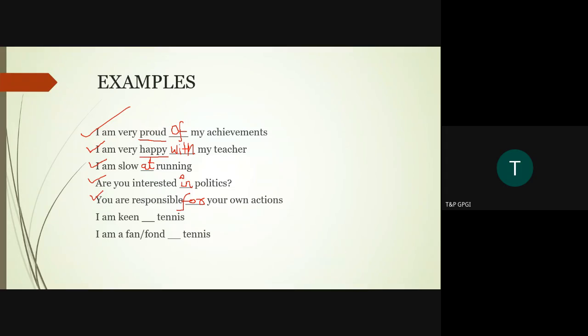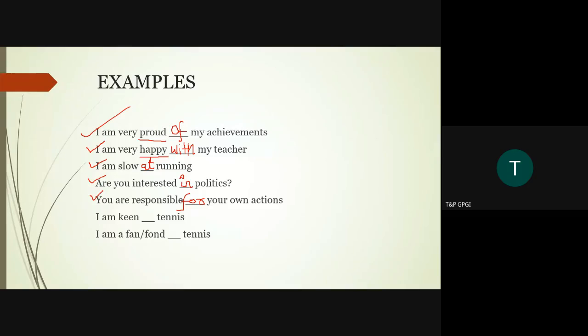Nagpur is famous for Saoji. Another example I can give you is, these shoes aren't suitable for dancing. So this is another example of the preposition for.